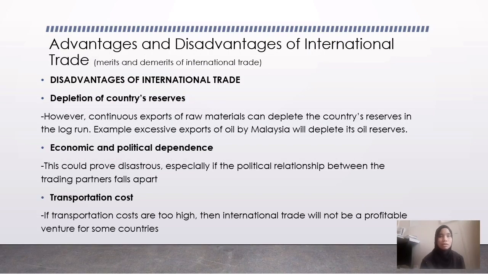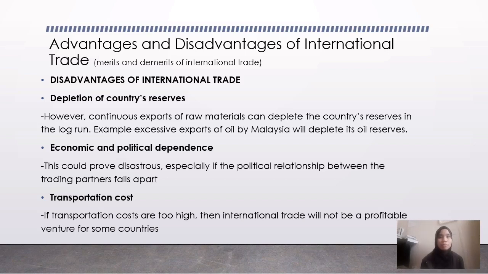Next is disadvantages of international trade. First, depletion of country reserve. A country will specialize in the production of goods over which it has comparative advantage. However, continuous export of raw materials can deplete the country reserve in the long run. For example, excessive export of oil by Malaysia depletes its oil reserve.